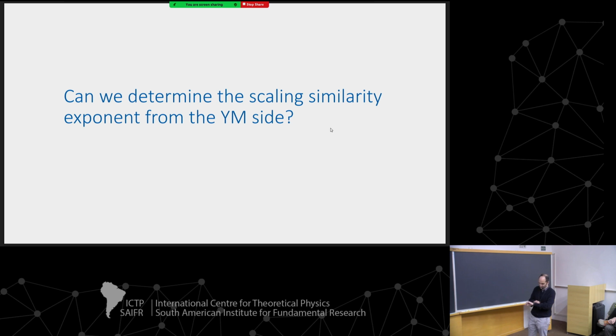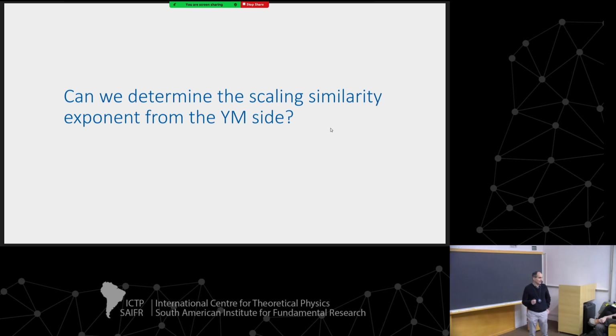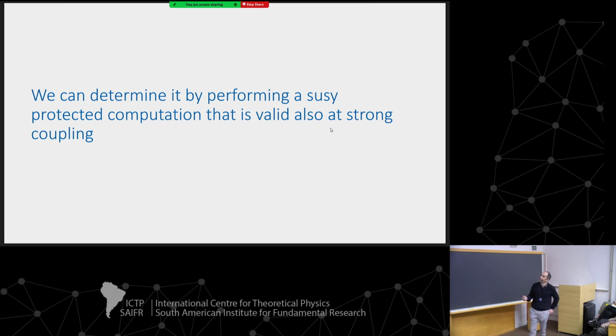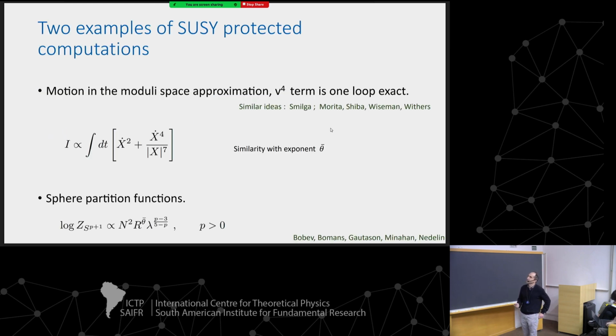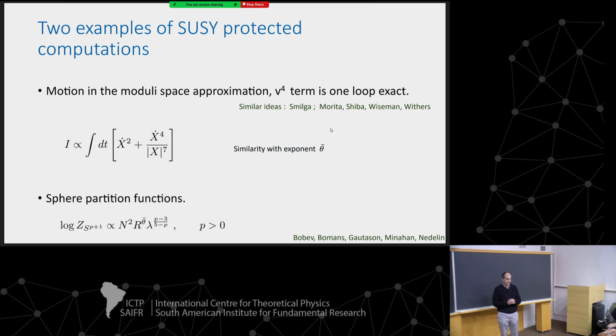Another question I would like to discuss is whether we can determine the scaling similarity exponent directly from the Yang-Mills side without using gravity. And the idea is that we can do that by performing a supersymmetric protected computation that is also valid at strong coupling. This can be done in two ways. One possibility is to consider the motion of branes in the moduli space approximation, or more precisely, the multi-center solutions in the slow motion approximation. Then we know that the action for such motions, the coefficient of the x dot squared is 1. It has absolutely no corrections. And the coefficient of the x to the fourth term consists only of a one loop correction that we can calculate. And this should be valid at any value of the coupling.